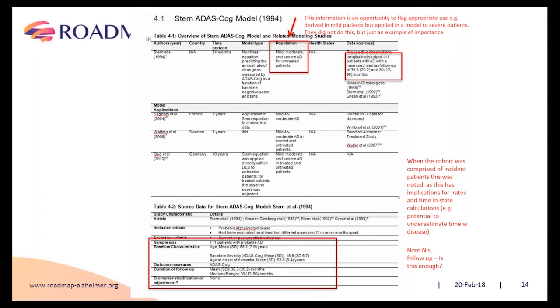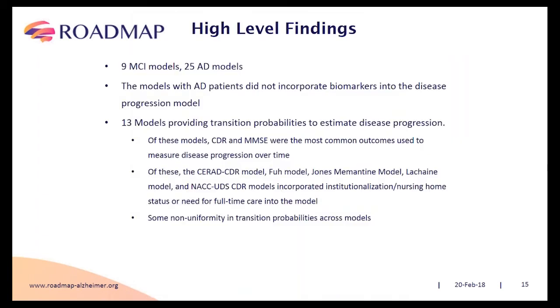So at a high level, there were 9 MCI models identified and 25 AD models identified. And the models with the AD patients did not incorporate biomarkers into the disease progression models. And 13 models provided transition probabilities to estimate disease progression. Among these, the CDR and the MMSE were the most common outcomes used to measure disease progression over time. And among these, the CRAD CDR model, the FU model, and several other models incorporated institutionalization or nursing home status, or the need for full-time care, into the model.